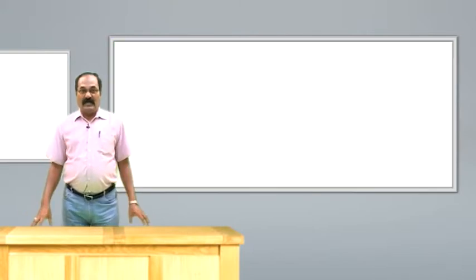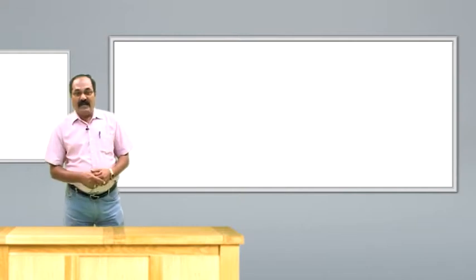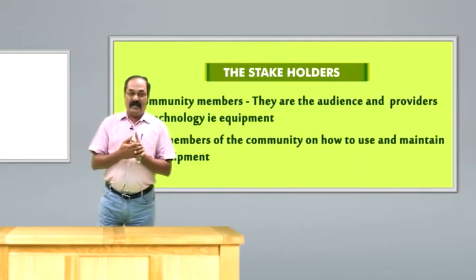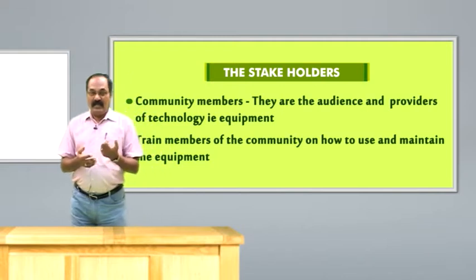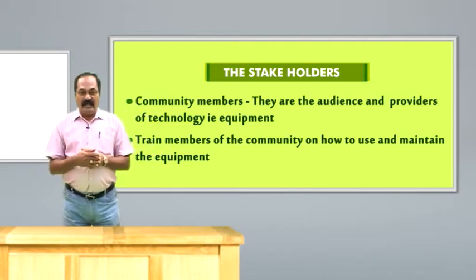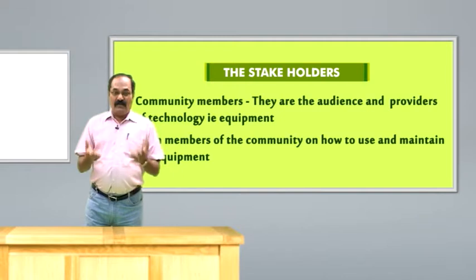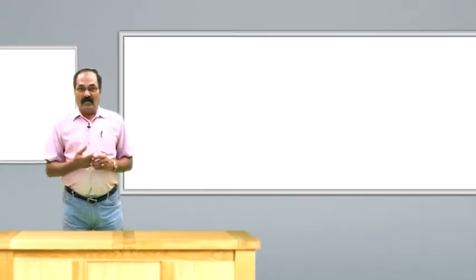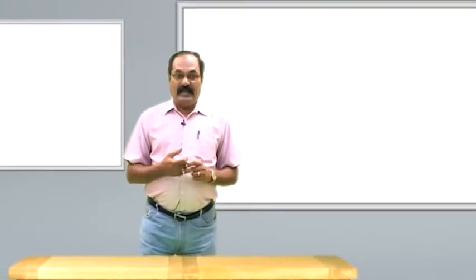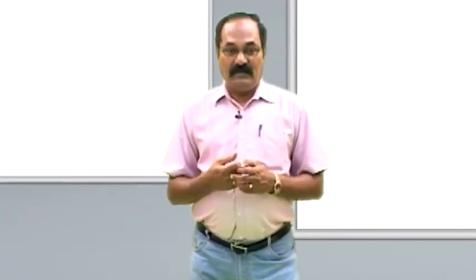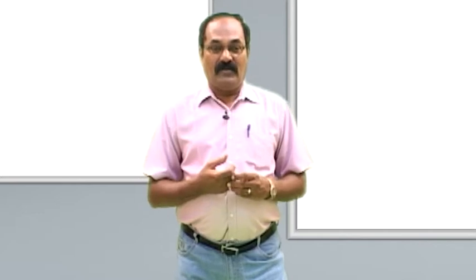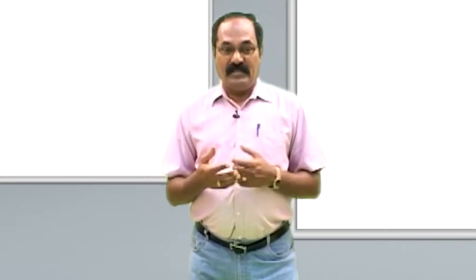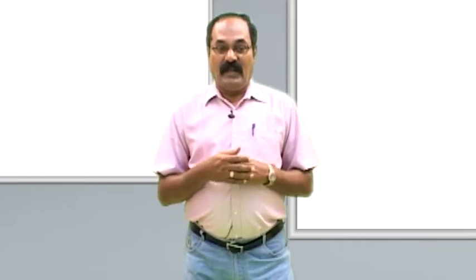The stakeholders are community members, they are the audience, and providers of technology, especially hardware like equipment. Then they train the members of the community how to use and maintain the equipment. Then in the government there are two levels: the department which will grant permission for the program either through All India Radio channels or through ownership of radio transmitters. Then the local administrative authorities.